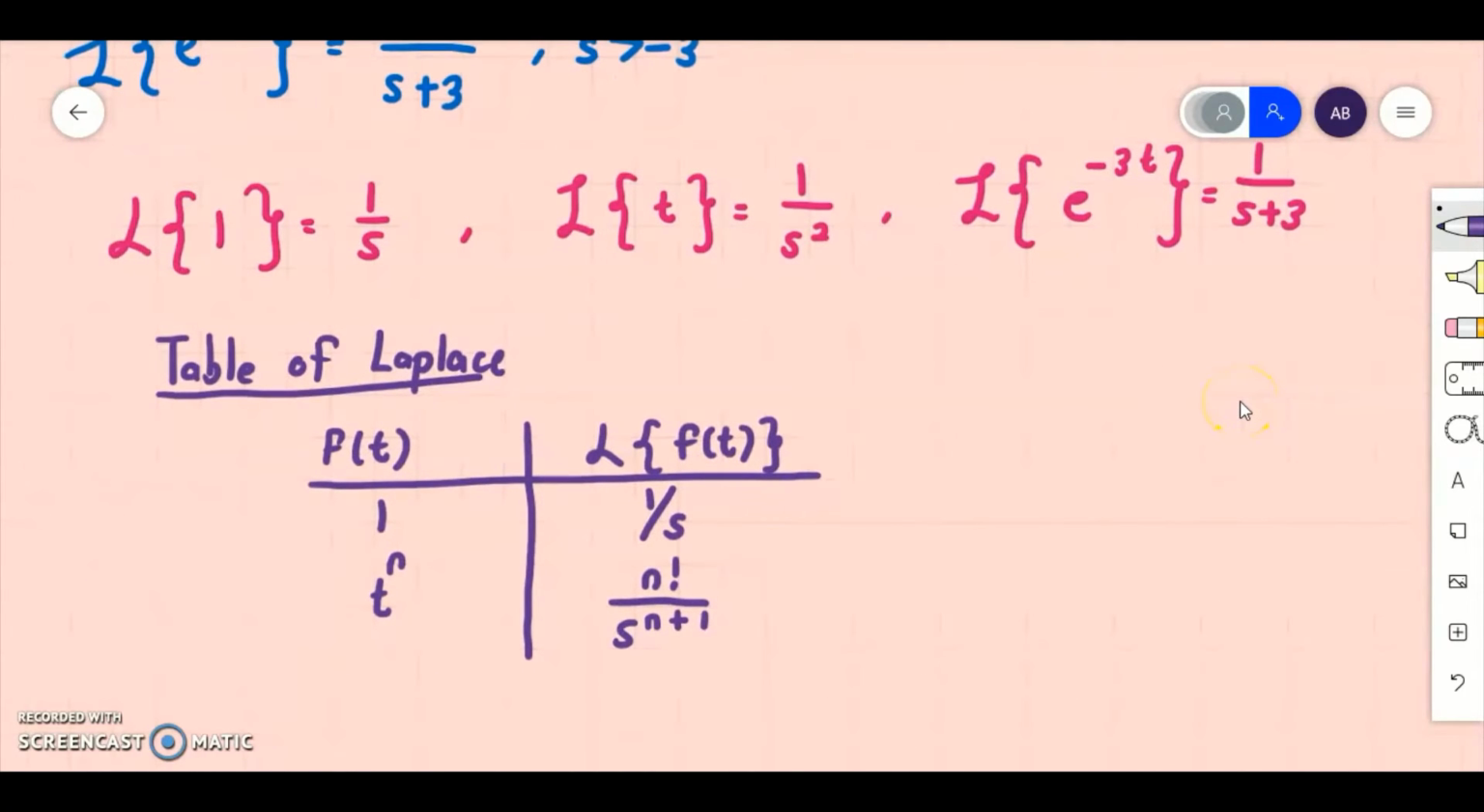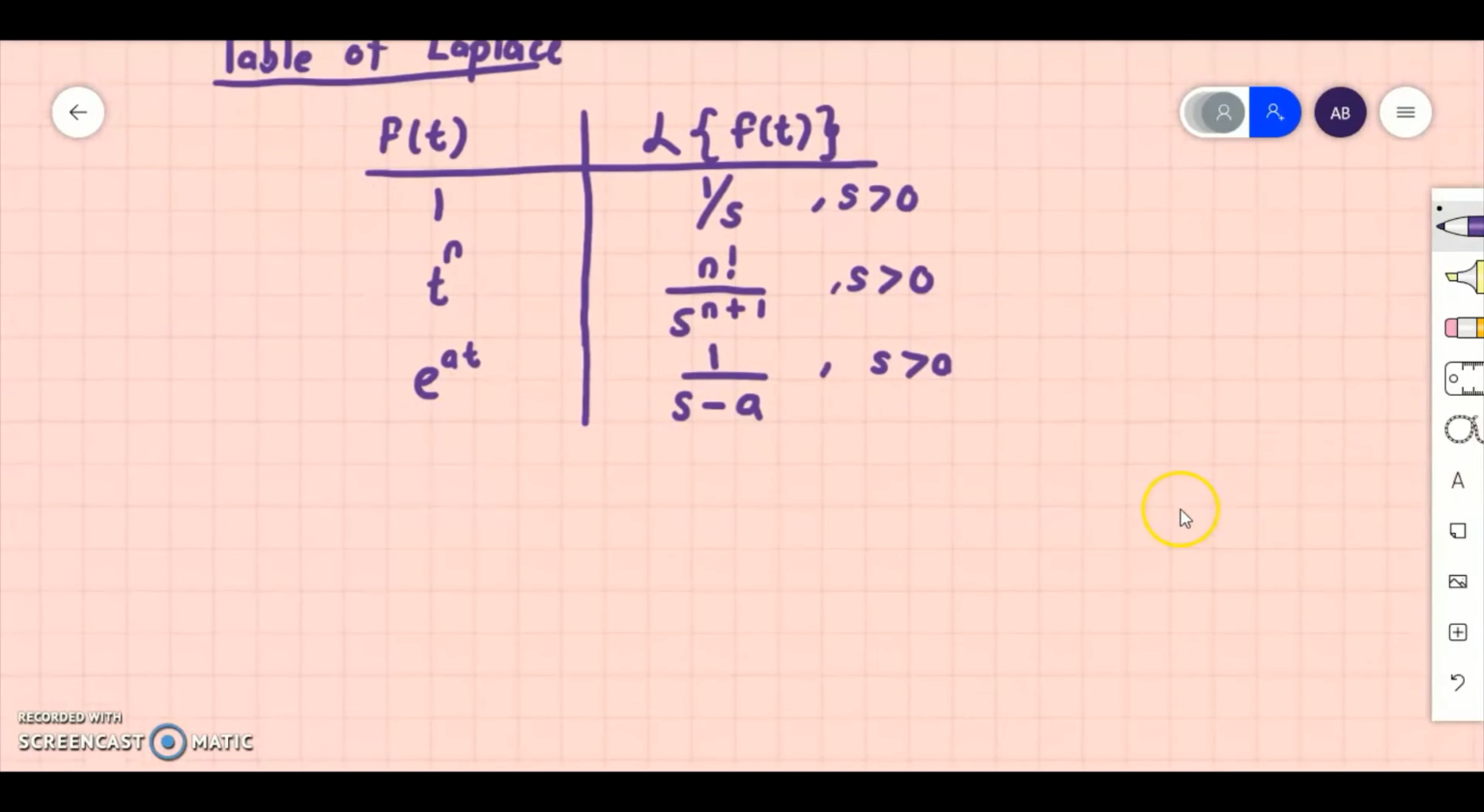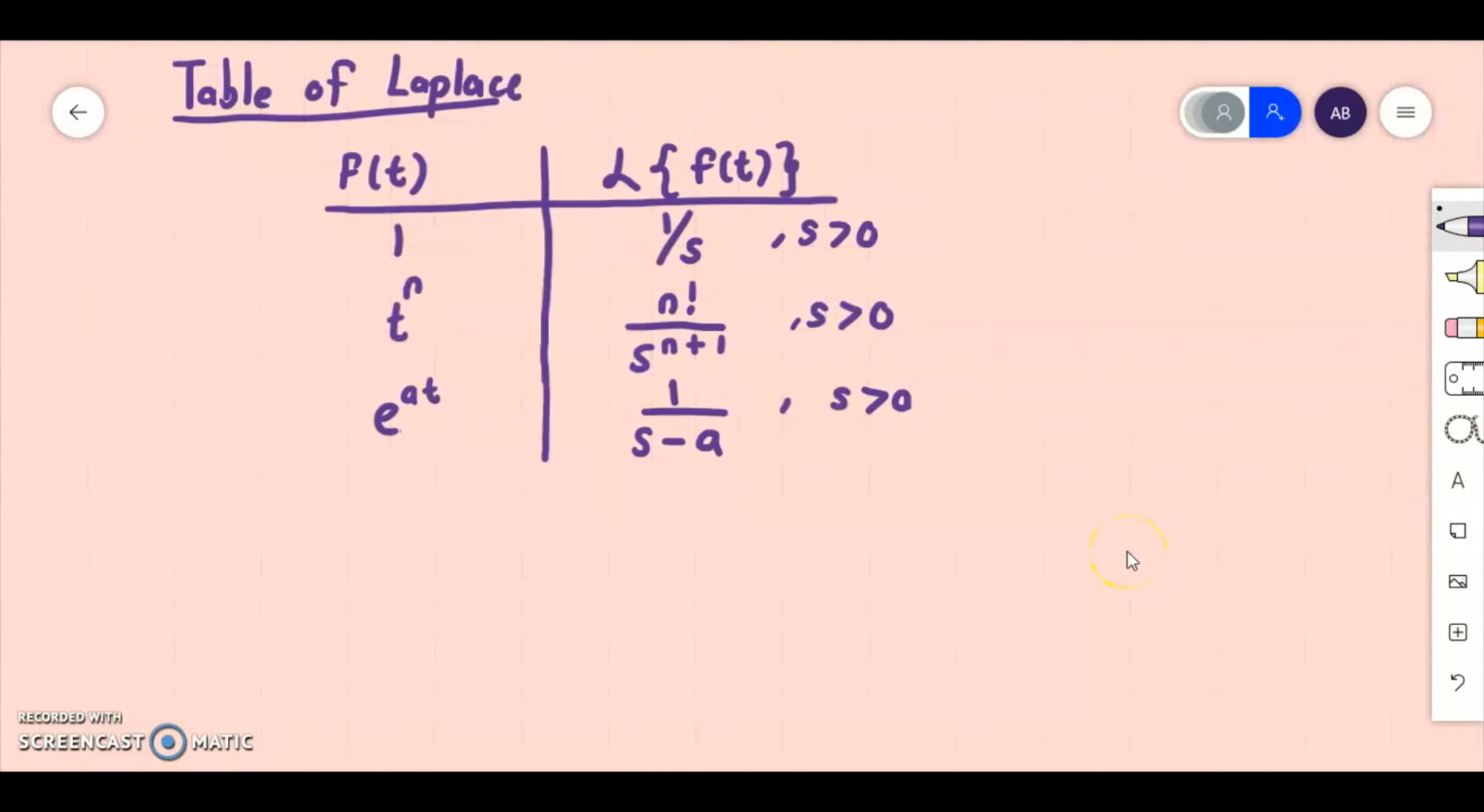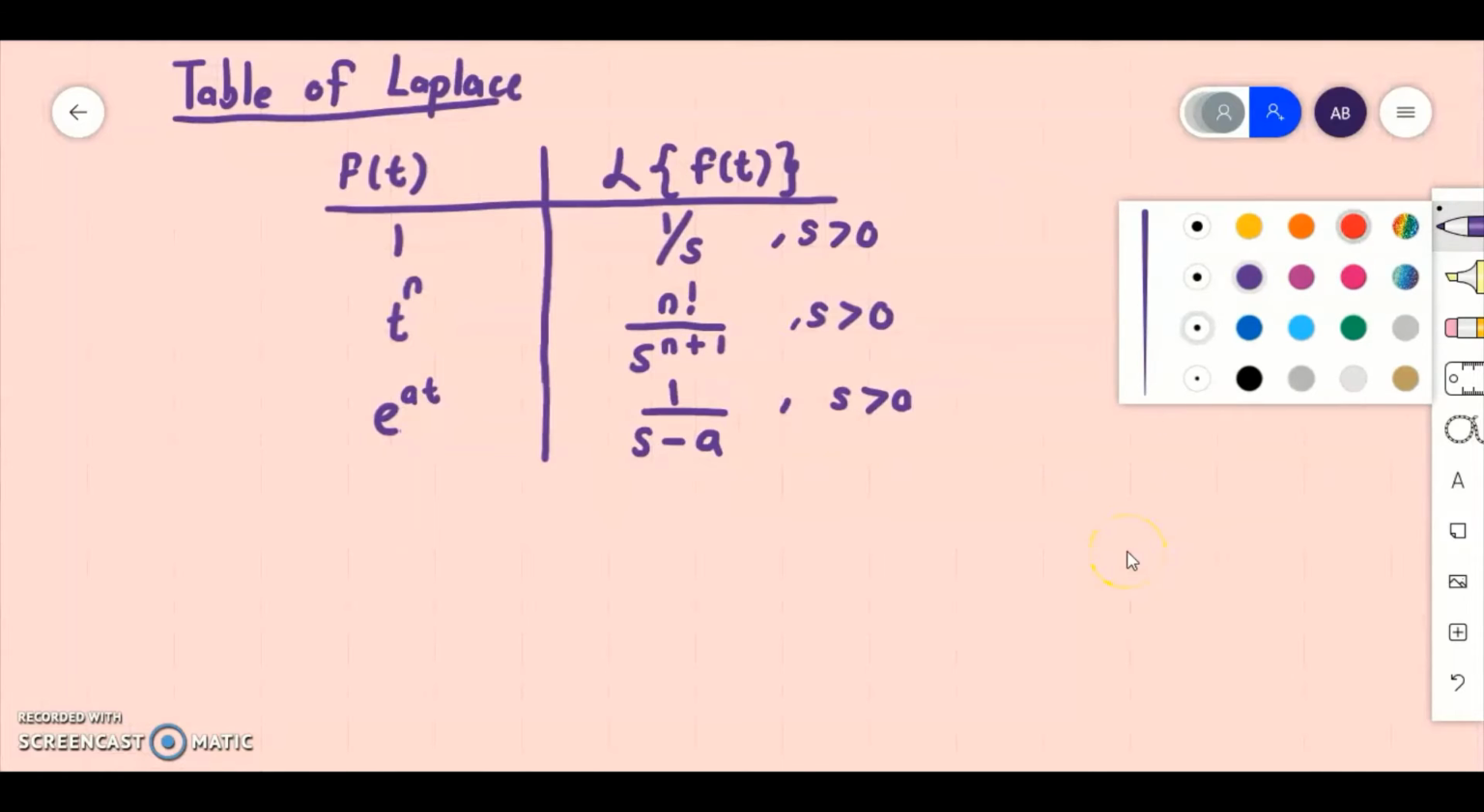So what it means here, if I have anything like exponent 2t, exponent 5t, or exponent at, the Laplace of exponent at is given as 1 over s minus a, provided s is greater than a. And in this case, s must be greater than 0. Similarly for this one. Okay, these are the two things that you have learned. So again, you can derive this by taking the integral. Okay, but I don't want to do that.